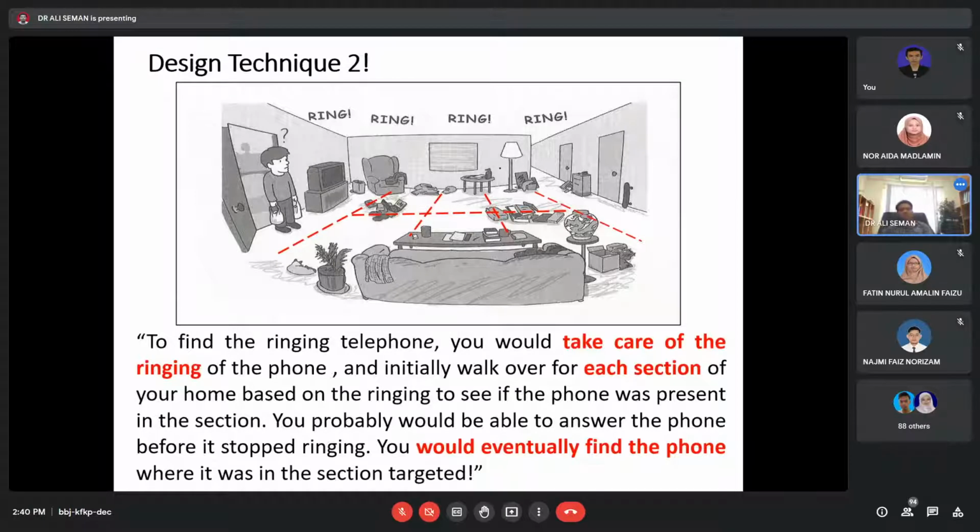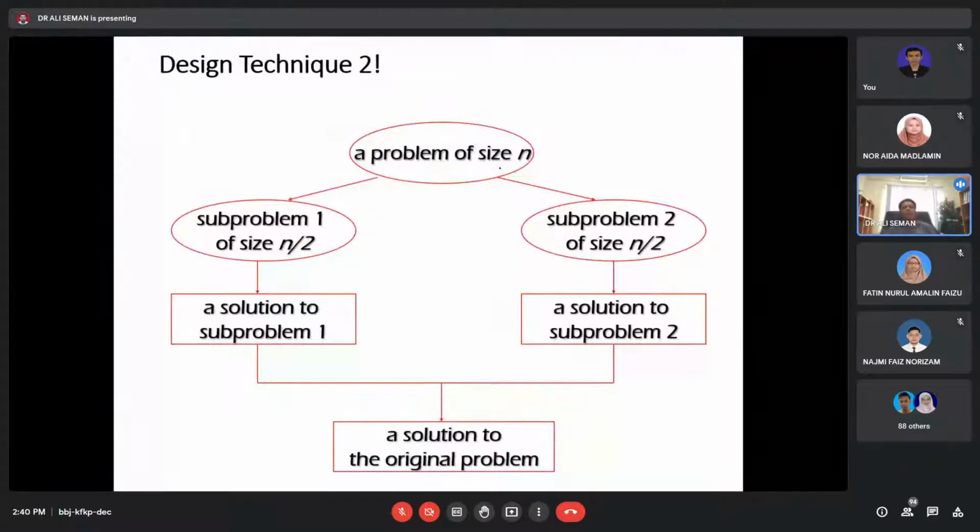Okay, this is the rough idea of design technique 2 based on this strategy, where we have to divide it into certain sections. Look at this. Basically, we have a problem of size n here, which is the bigger size, and finally we divide by 2, half of n, and this is what we call subproblem 1.